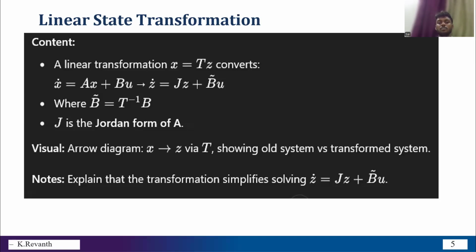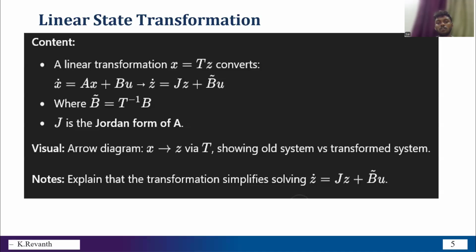Linear state transformation. Let's now talk about state transformation. Suppose we have the original state vector x and we define a new vector z related to it by x equal to T z, where T is the transformation matrix that we construct using the eigenvectors and generalized eigenvectors of matrix A. When we substitute this into our original equation, x dot equal to Ax plus B mu, we get T z dot equal to A T z plus B mu.